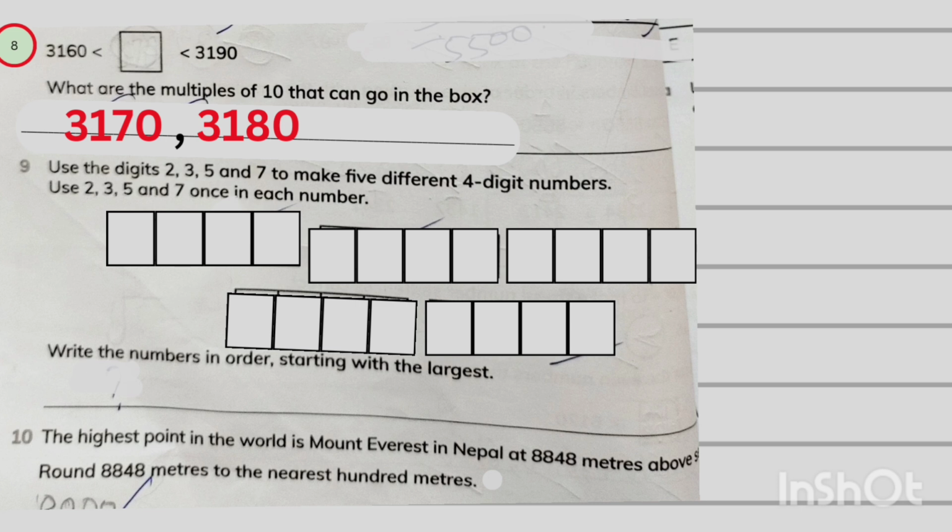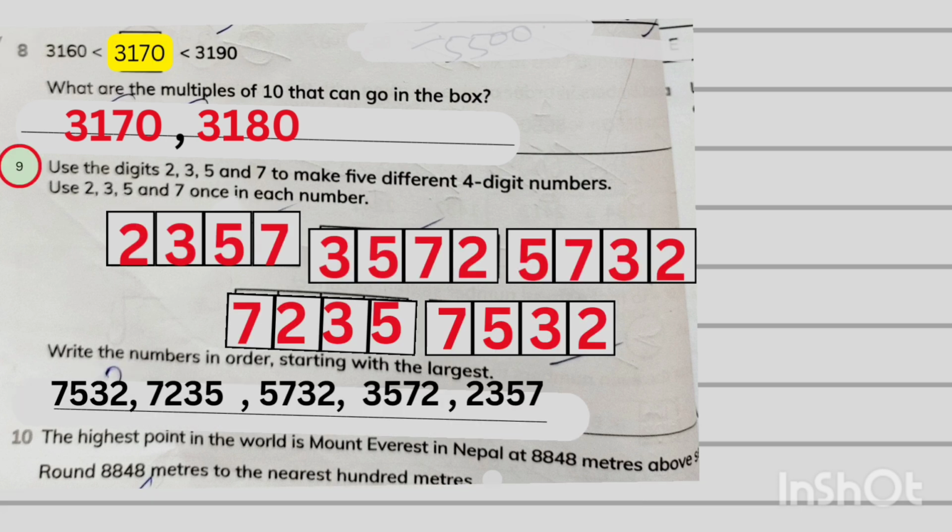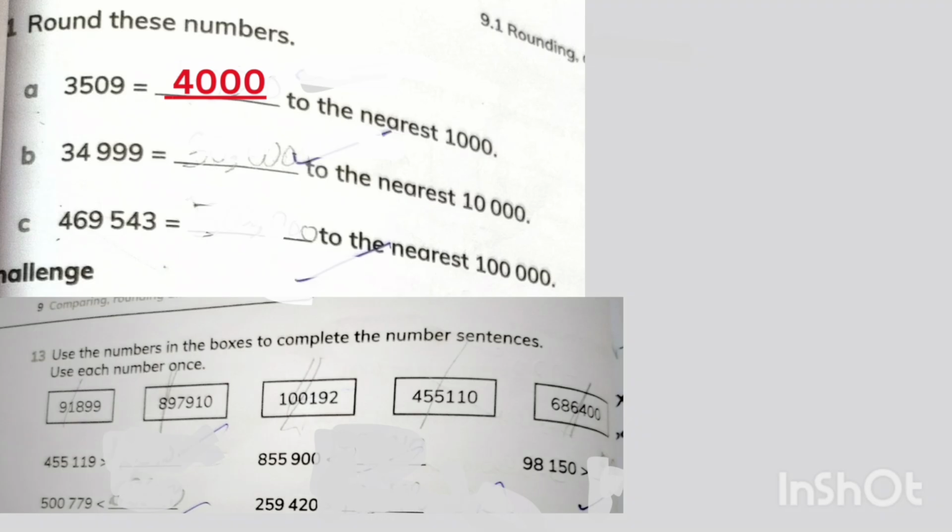In question 9, there are 4 digits: 2, 3, 5 and 7. You have to make 5 4-digit numbers using each number once. In the next line, you have to write these numbers in order from the largest number to the smallest number. That's it. Moving on, 3509 will be rounded to 4000.